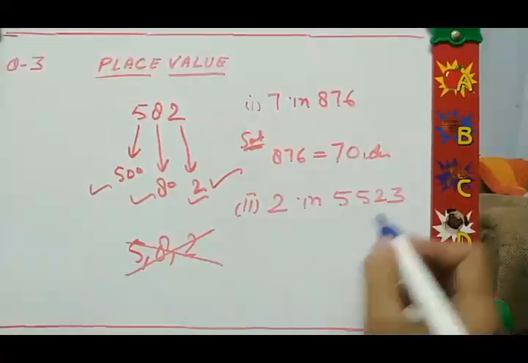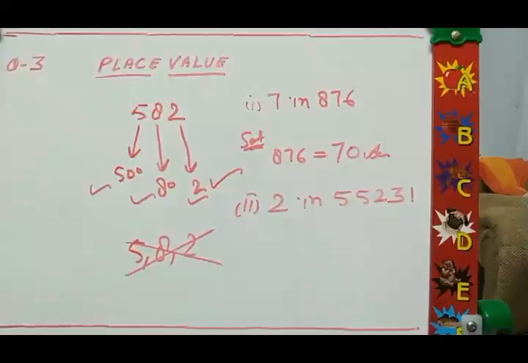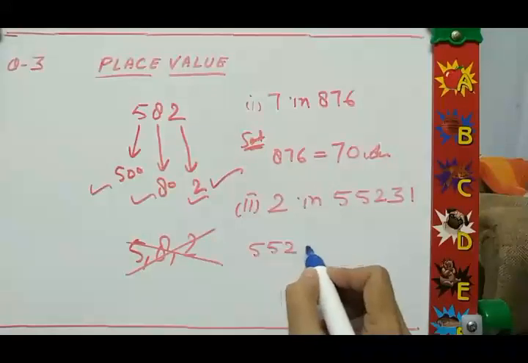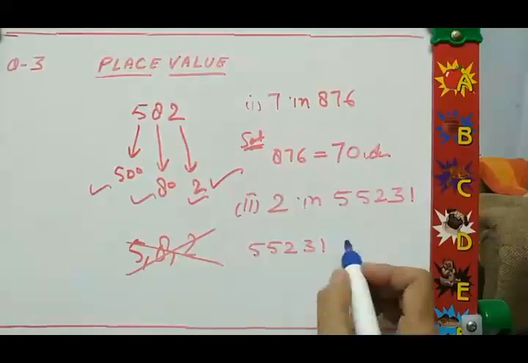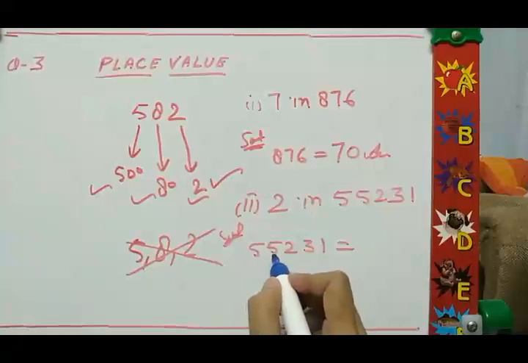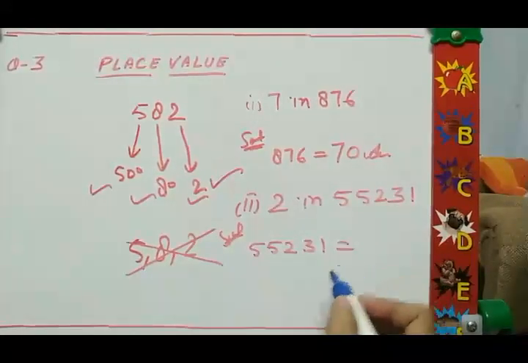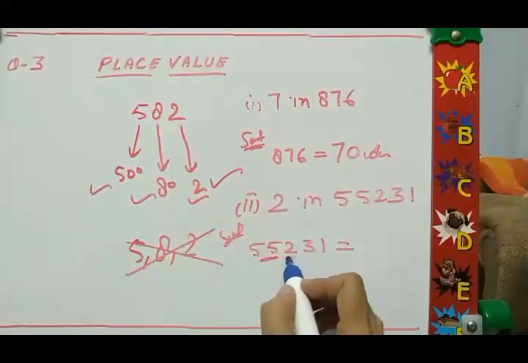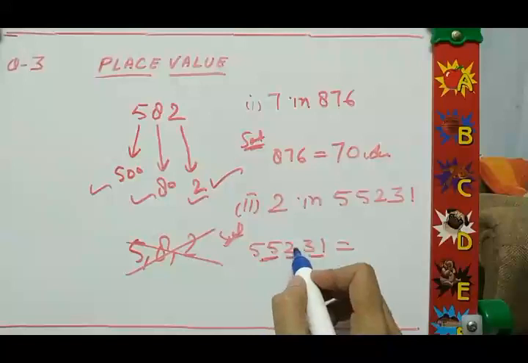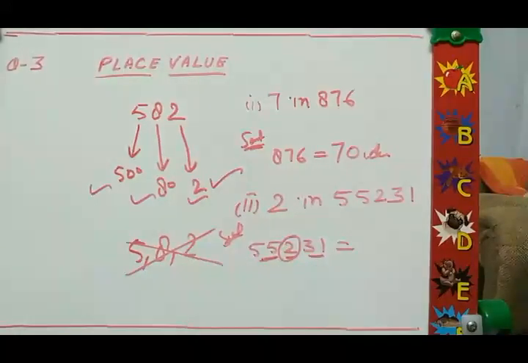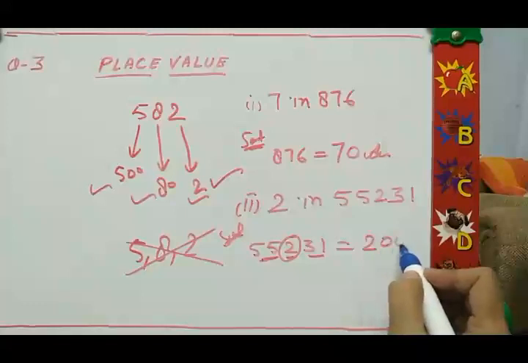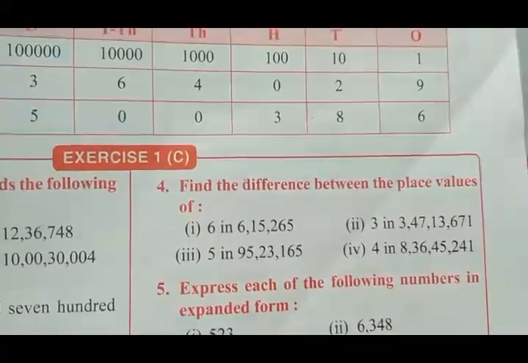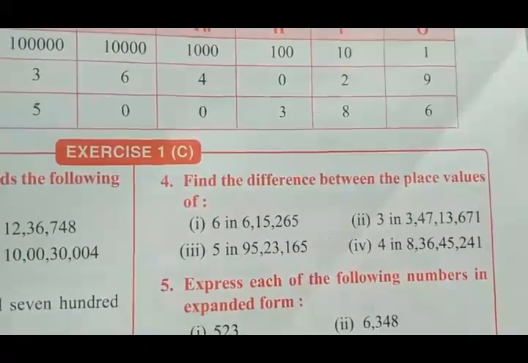Another example, here you can see 2 in 55231. Now here you can see that it is a 5-digit number. So first of all we will write 55231, and you can read this number as 55,231. Listen again, 55,231 means the place value of 2 is 200.